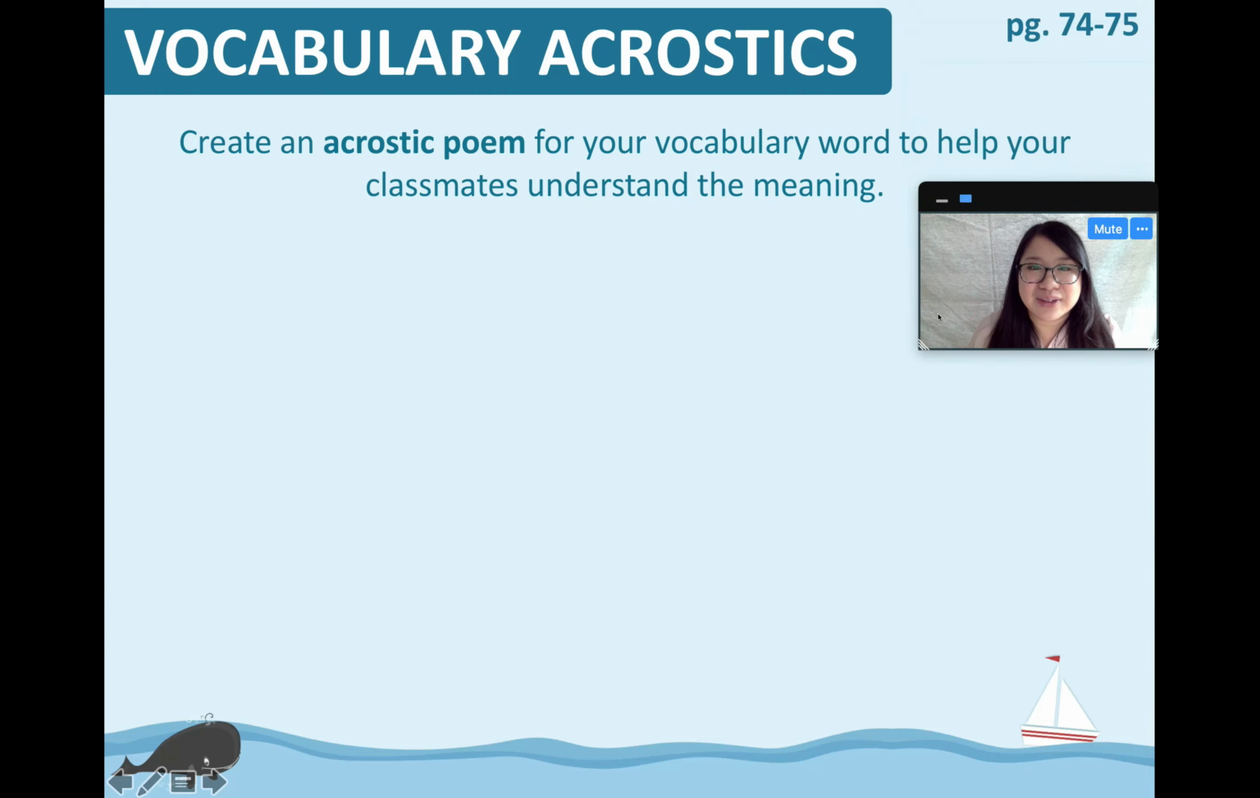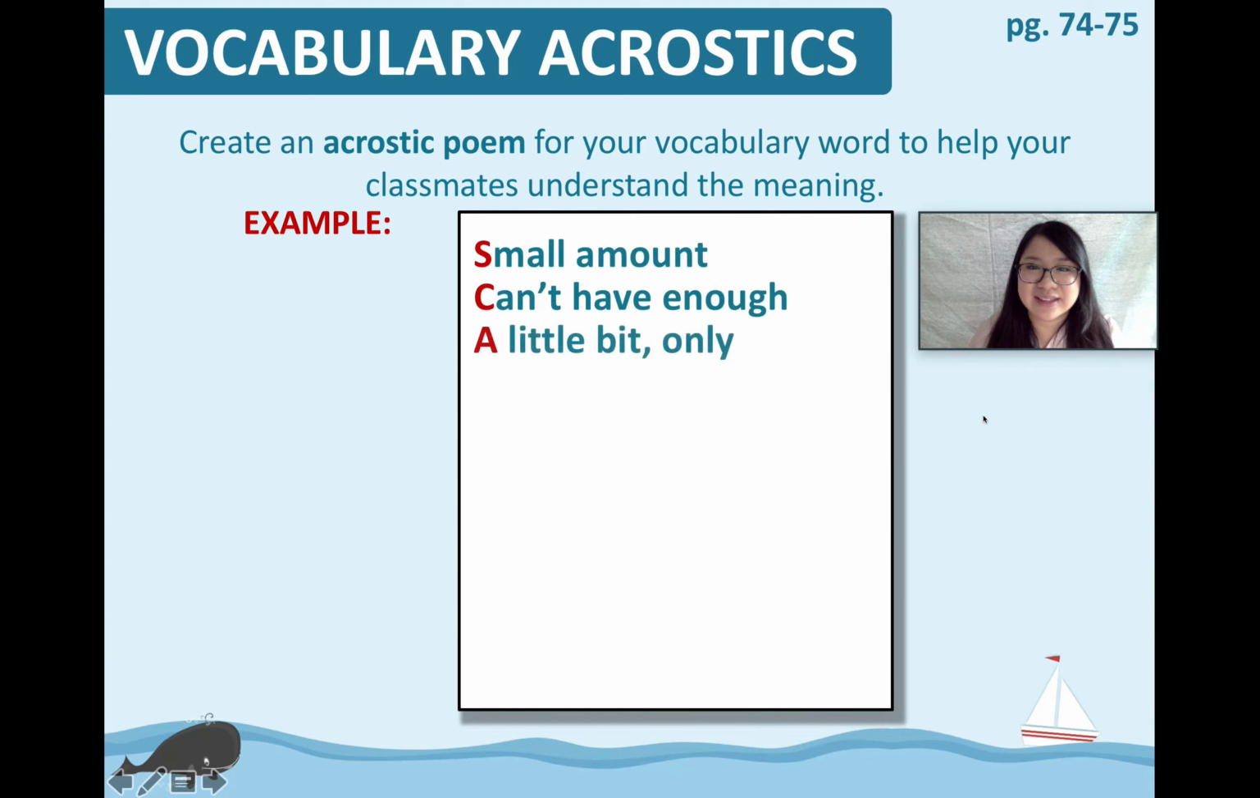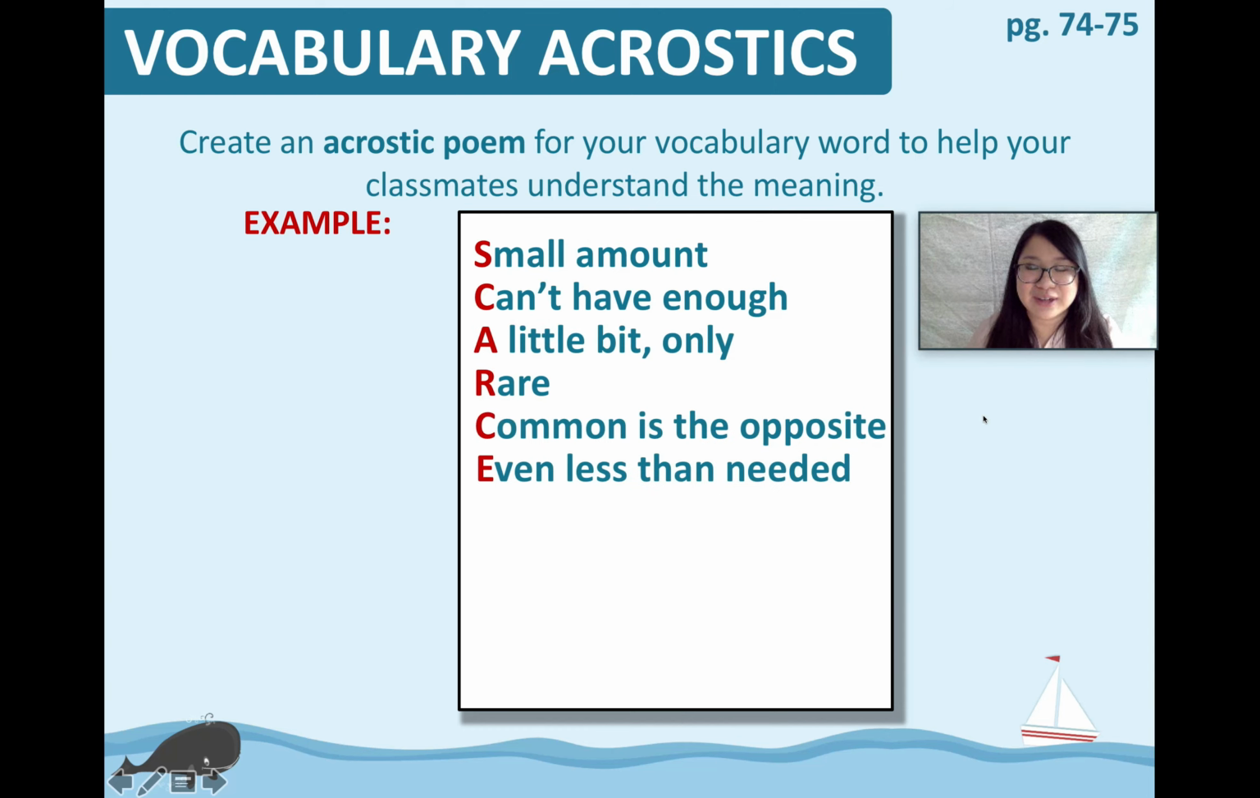So in your notebook, create an acrostic poem for your vocabulary word to help your classmates understand the meaning. For example, take a notebook or a piece of paper and write one vocabulary word from the textbook that we're learning today. Let's look at scarce. Scarce means a small amount. When something is scarce, we can't have enough. It is a little bit only.